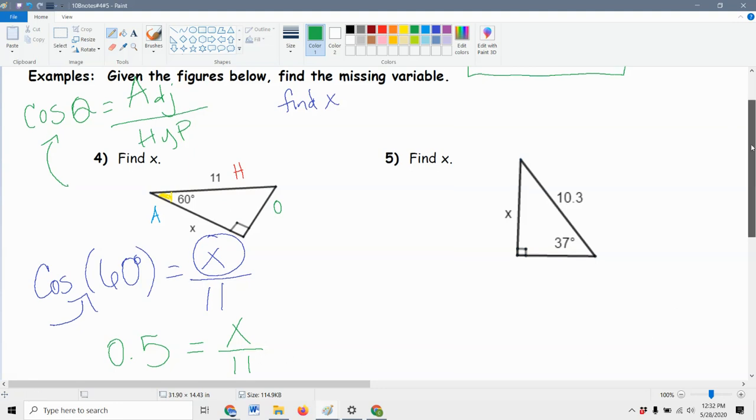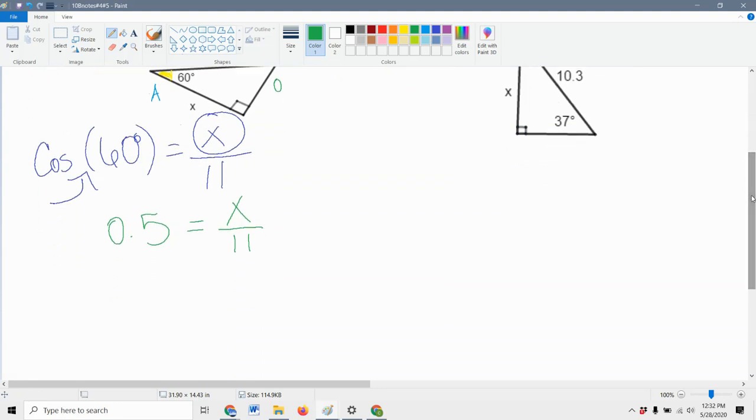Okay, now at this point, what we need to do is solve for x. Whenever x is on the top and you've got a number on the bottom, we want to get rid of that number on the bottom. Since x is being divided by 11, we need to multiply by 11. And we always do whatever we're doing in algebra to both sides. Up 11, down 11, cancel.